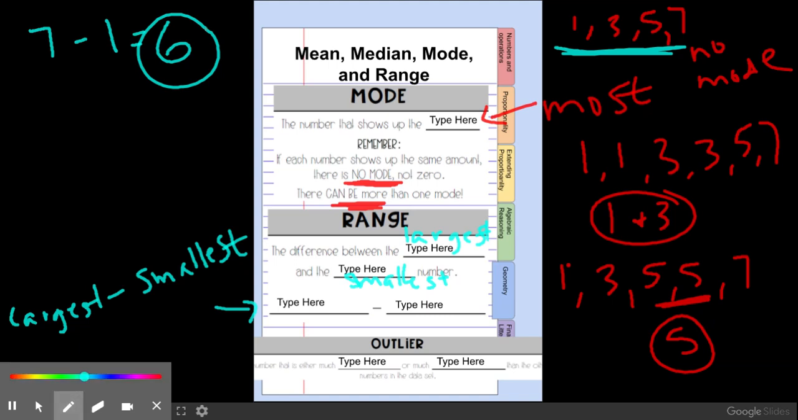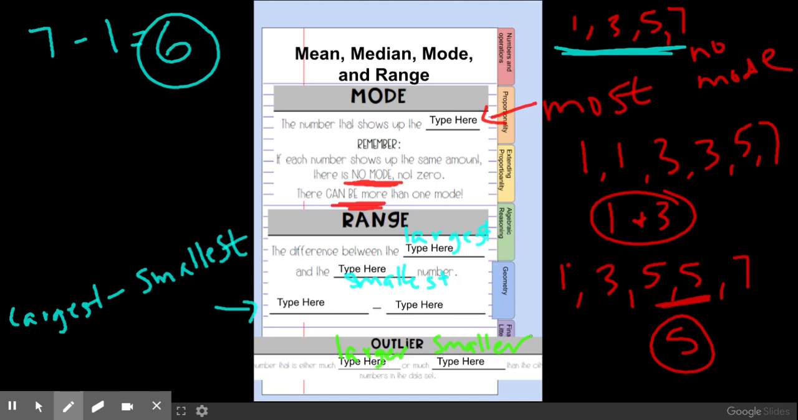And then the last thing we have here, this one's kind of hard to read. It says a number that is either much larger or much smaller than the other numbers in the data set is called an outlier.